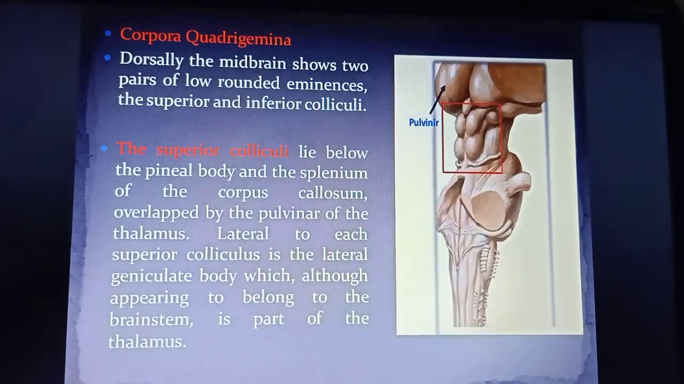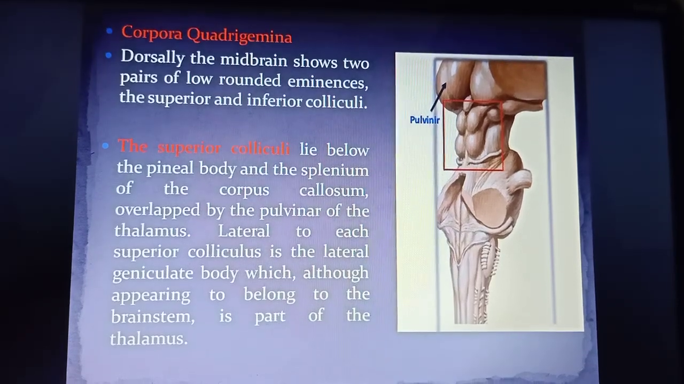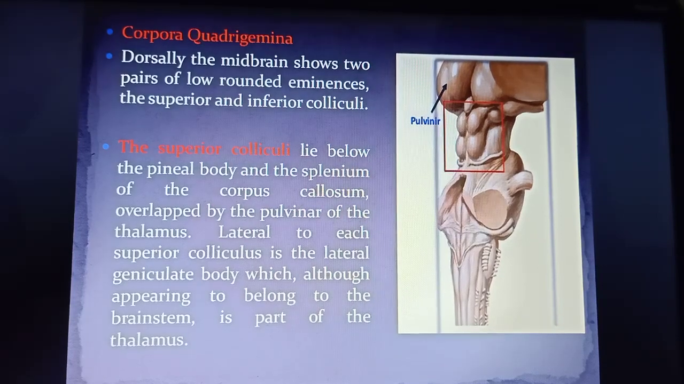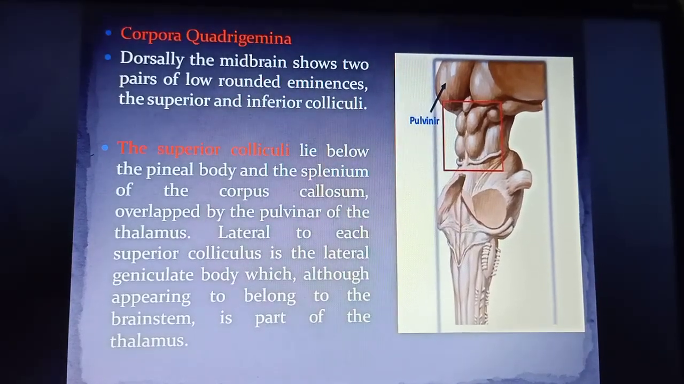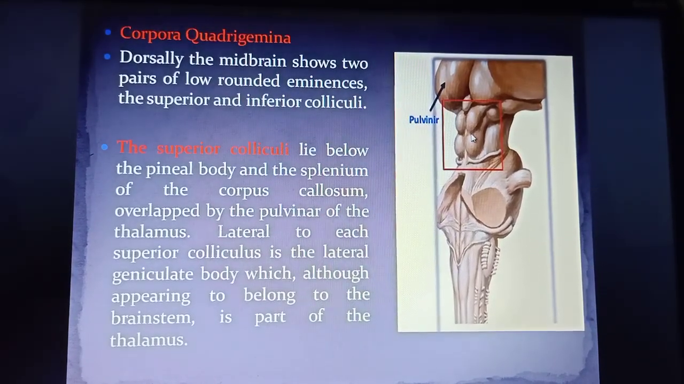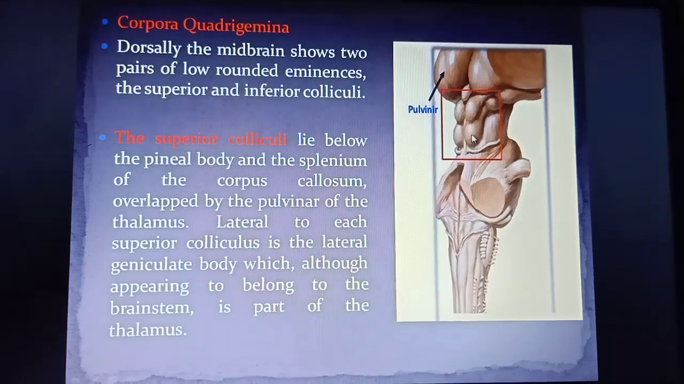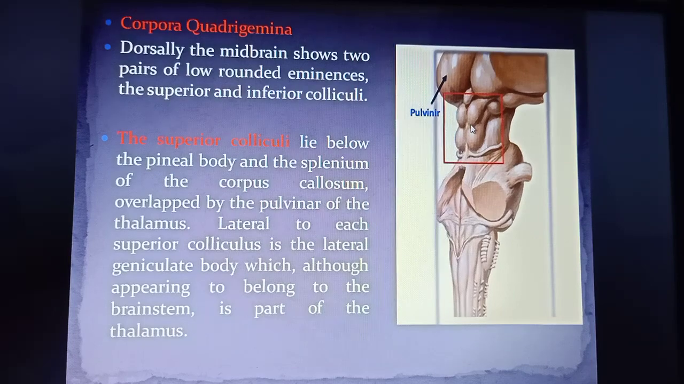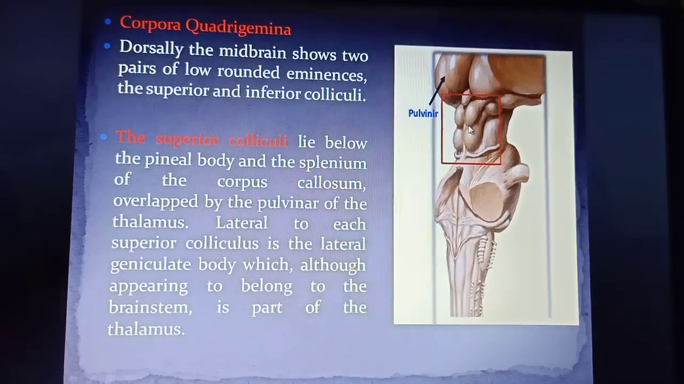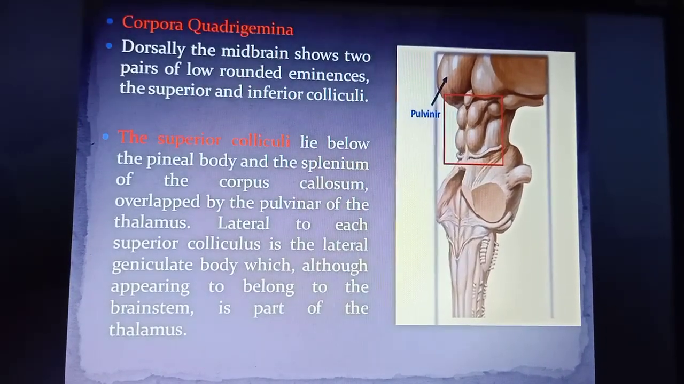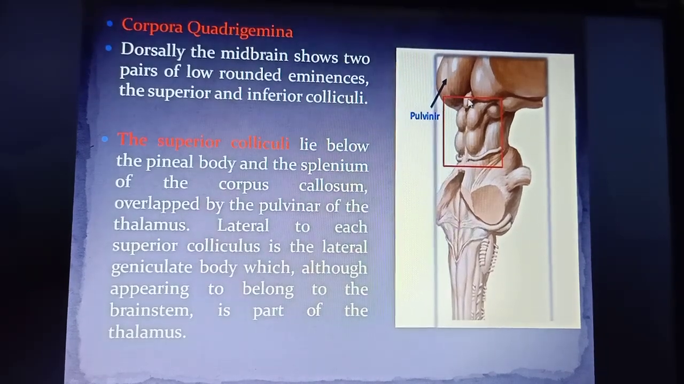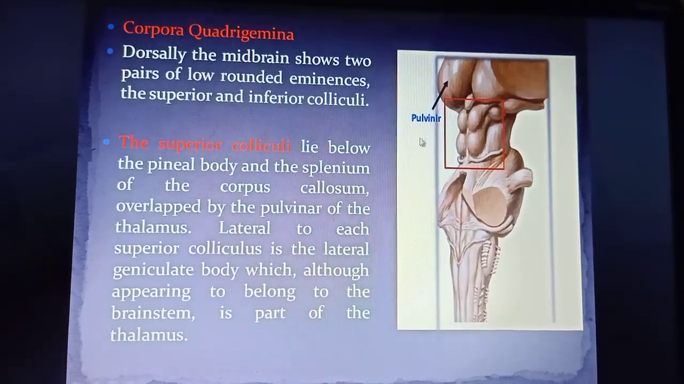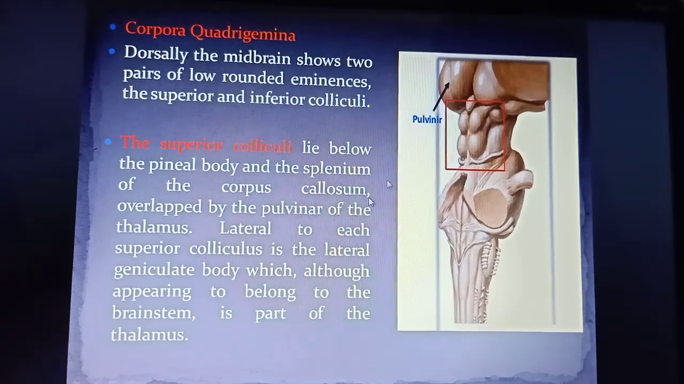Corpora quadrigemina. Dorsally the midbrain shows 2 pairs of low rounded eminences, that is superior and inferior colliculi. See in this diagram, superior colliculi and inferior colliculi. These two pairs are known as corpora quadrigemina. The superior colliculi lie below the pineal gland and splenium of the corpus callosum, overlapped by the pulvinar of the thalamus.